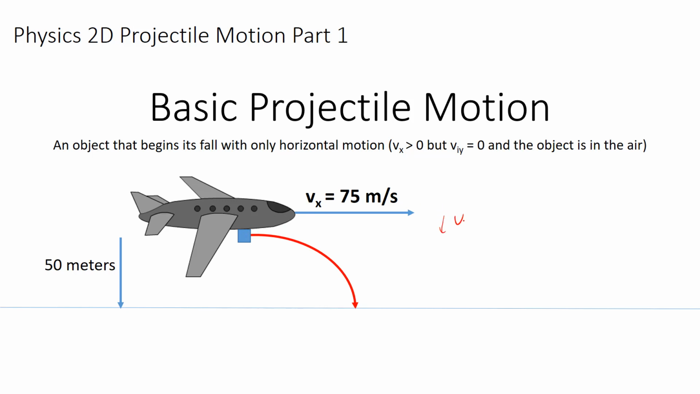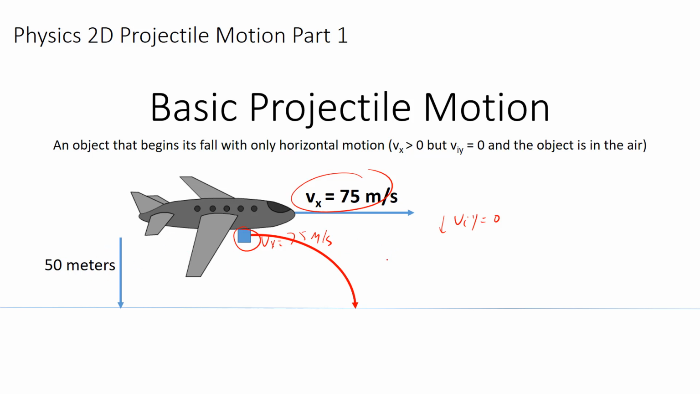There's no Viy, and the initial Y velocity is 0. So there's no initial Y velocity. It's just strictly horizontal. It's not thrown up. It's not thrown down. This plane's going straight forward. And this object, at the time of the flight, is going the same speed, so it's not something else. This object right here should also have a Vx of 75 meters per second. And then we have some sort of distance it's going to fall from.